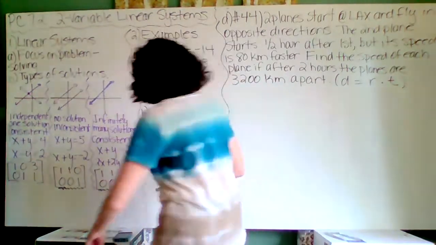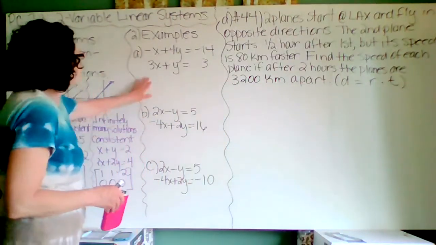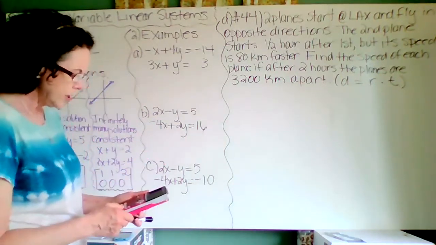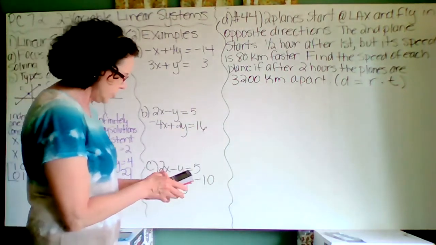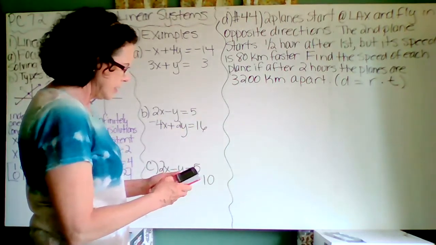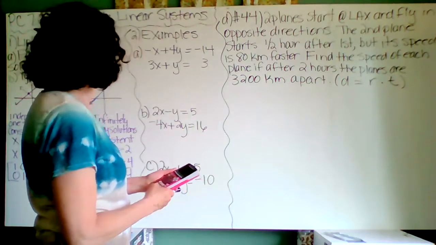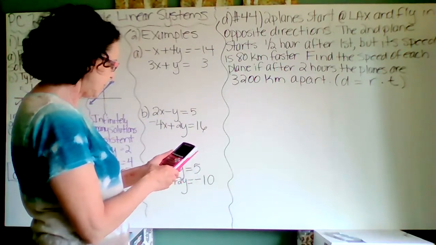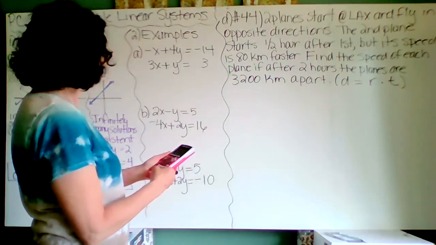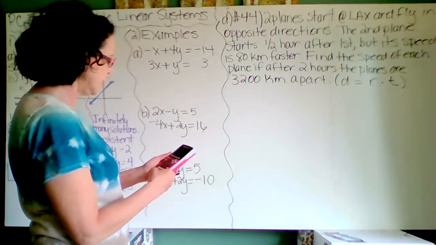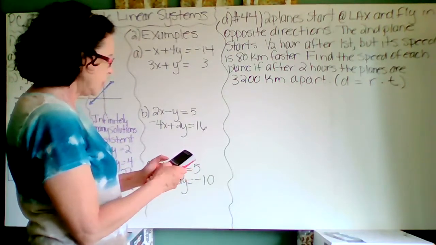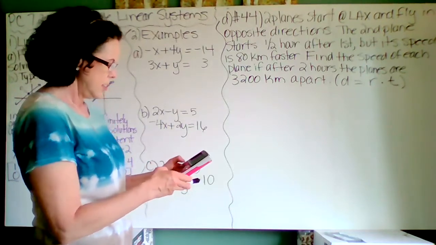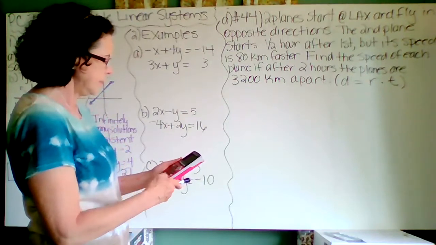So let's do some examples. On a matrix, we're going to put this in the calculator. We could graph this, or we could use algebra also, but I'm going to do a second matrix, and I'm going to edit matrix A. It is a 2x3. I'll be putting in a -1, a 4, and a -14 into the top row, and a 3, a 1, and a 3 into the second row. And I'm going to do second matrix, math, RREF, and pull up matrix A.